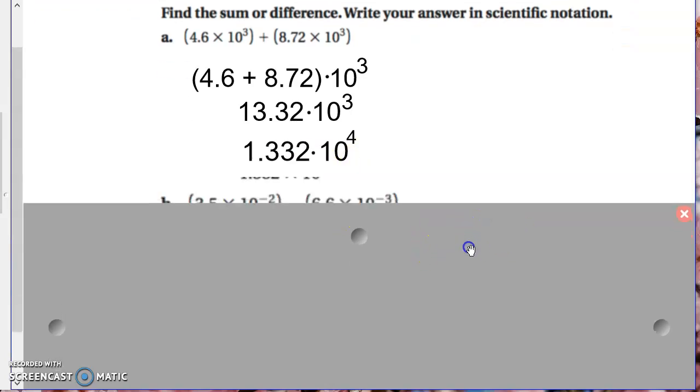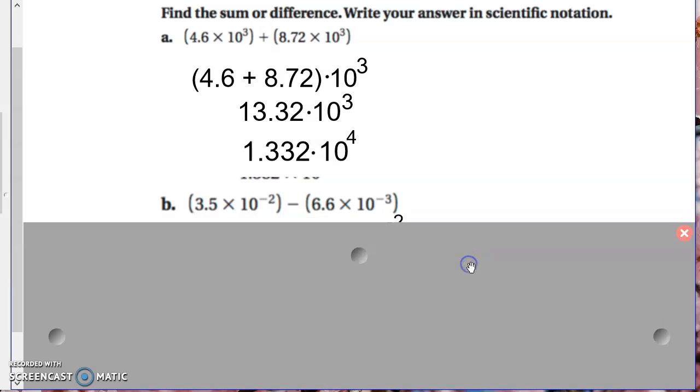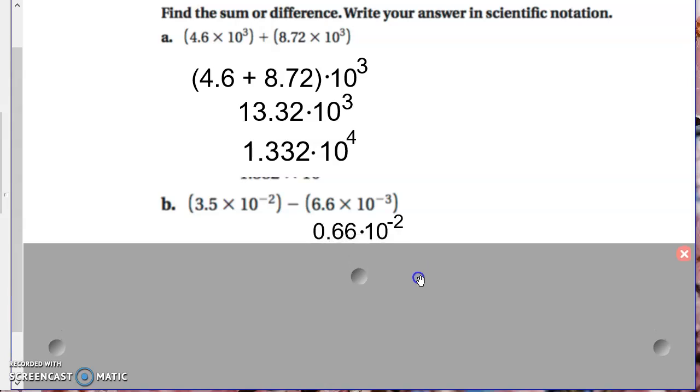Next one is a subtraction problem, and unfortunately you'll notice that these ones do not have the same power of 10. So I'm going to have to change this one so that it does have the same power of 10 as this one in order for me to subtract them. So what I did is I just moved this decimal over one more place. That gave me 0.66 times 10 to the negative second power.